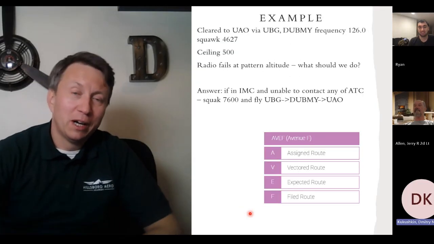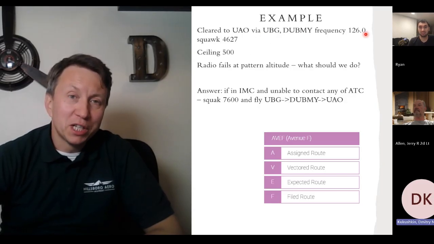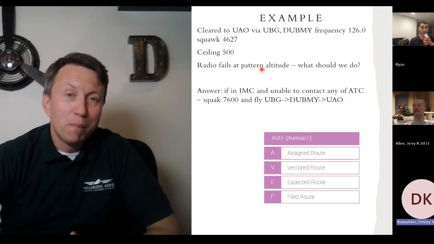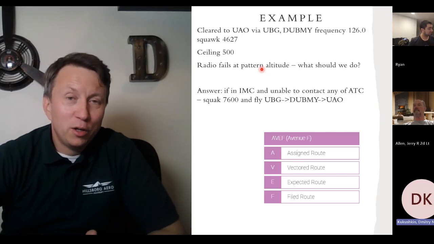Example, if we are cleared to Aurora via Newberg, given the frequency and the squawk, and say the ceiling is 500, and you climb out of Twin Oaks and you get to pattern altitude, and boom, you didn't even have time to contact ATC. You're barely at pattern altitude and no radio.